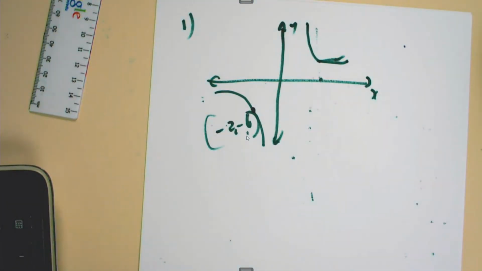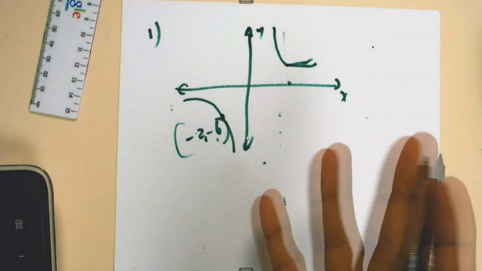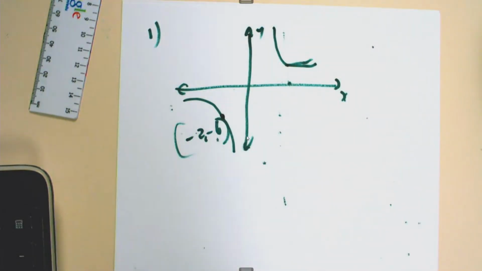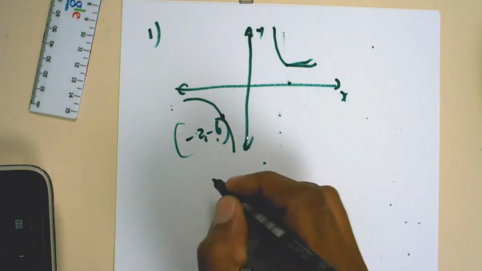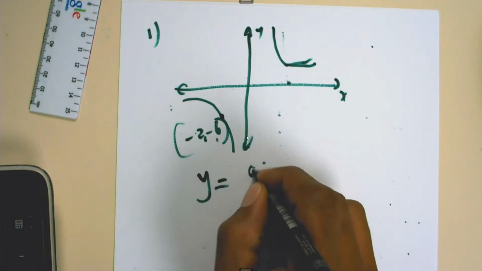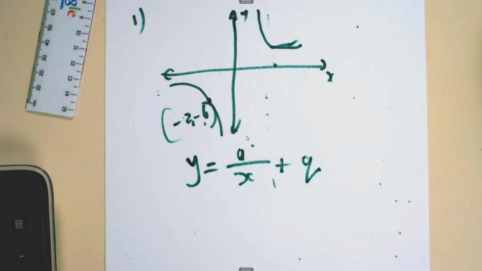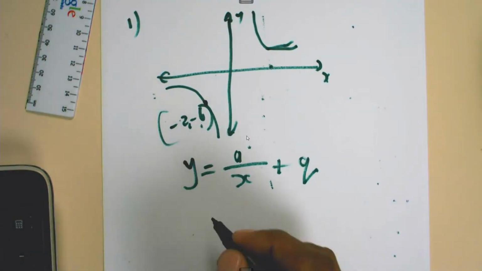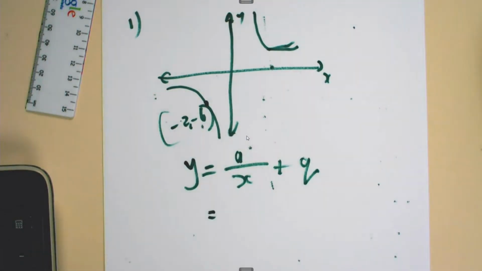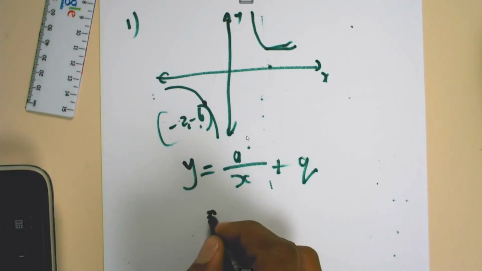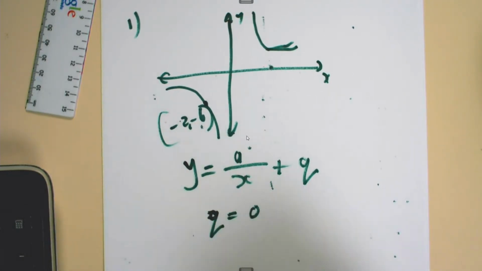Right now, we know that the graph itself is telling that this is a hyperbolic function with the general form y is equals to a divided by x plus q. Right. Now, the first thing that we need to do is to identify what is the value of q. From here, we can see now q is equals to 0. Is that correct?